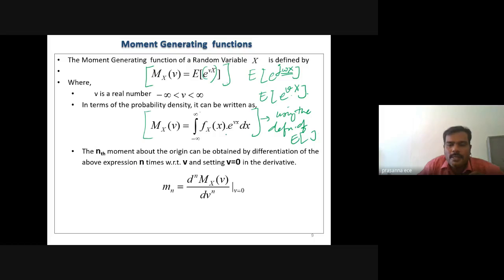Okay, so again from this we can calculate the nth moment about origin mn just by taking its derivative n number of times and then substituting v equal to 0.